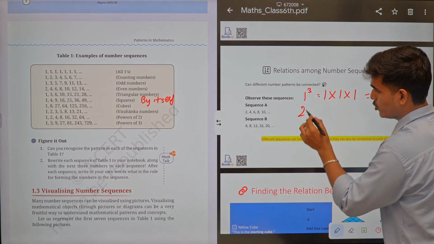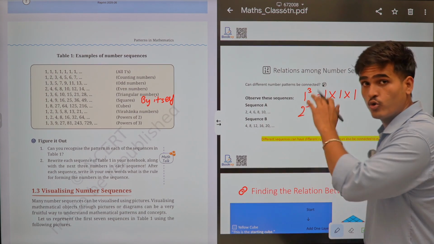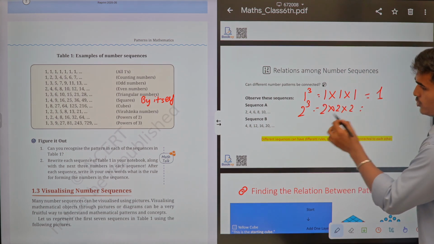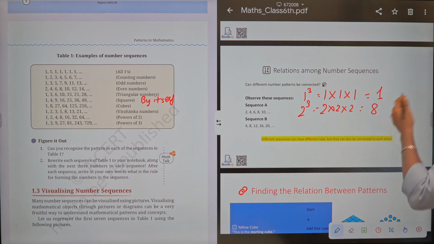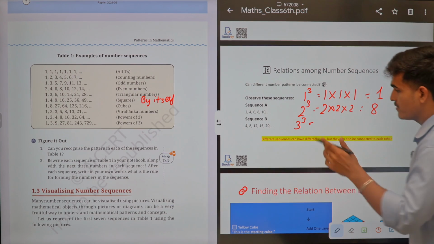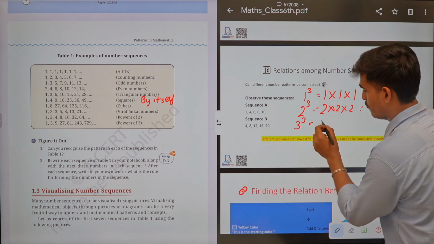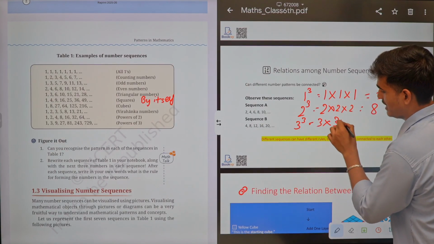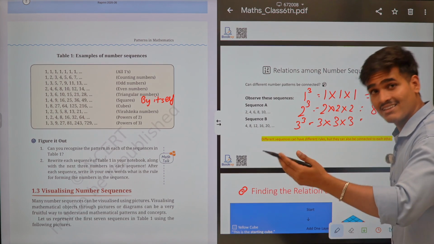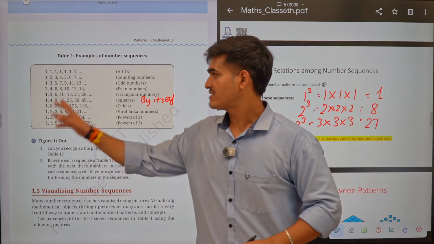If we take 2 raised to 3, it's 2 cube. So sir, 2 multiplied by 2 multiplied by 2, 2 2s are 4, 2 4s are 8. So we have got 8. Now we have to find 3 cube. So how does 3 cube come? Sir, multiply 3 three times, we will get the cube. Okay, 3 multiplied by 3 multiplied by 3. 3 3s are 9, 9 3s are 27. So this is how 27 came.